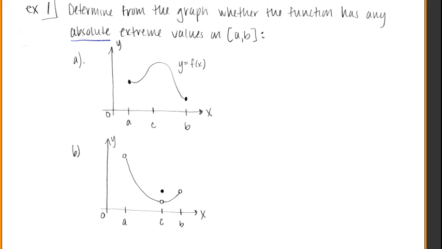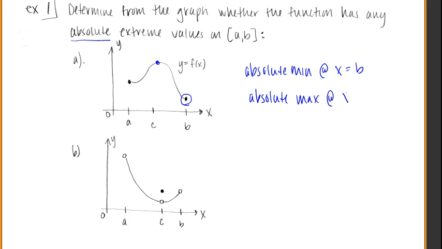It looks like we have an absolute minimum, I'm just going to abbreviate minimum, at x equals b, so it's happening right here at a low point. It looks like we have a high point up there, so I will say an absolute max at x equals c. A is an endpoint, but that's not a high point or a low point on that curve, so we don't even consider it. Let's go to part B.